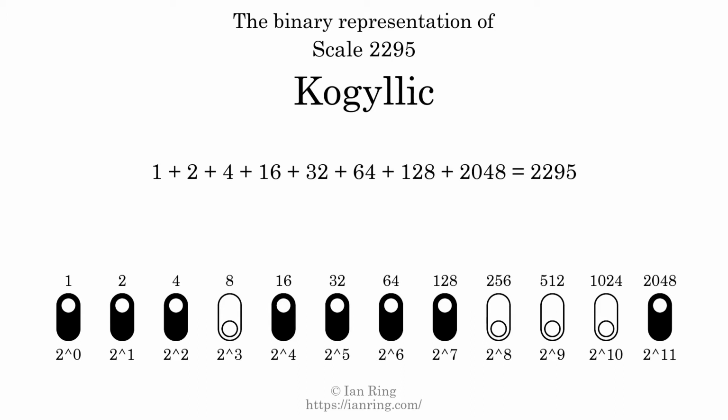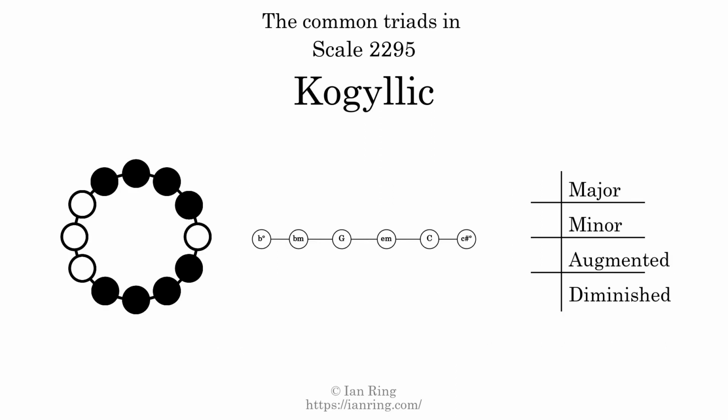2295. The scale number not only enumerates the scale with a unique index, but it also literally describes the tonal content of the scale. Represented as a binary number in base 2, the scale number is 1000111110111. Here are the common triads present in this scale.